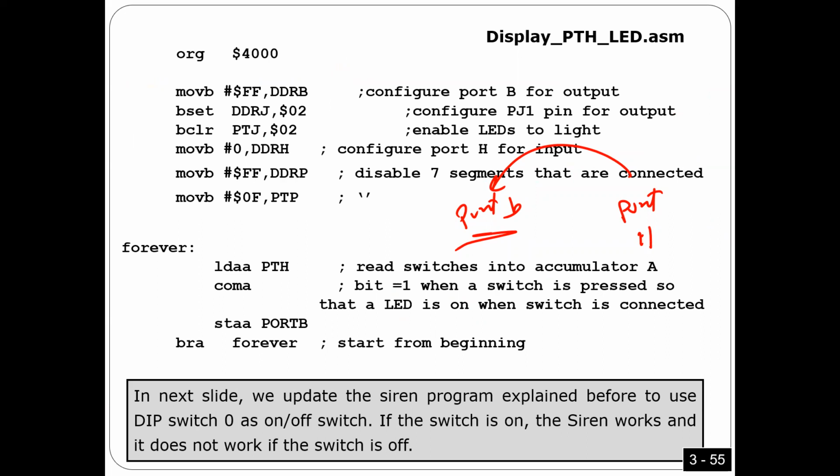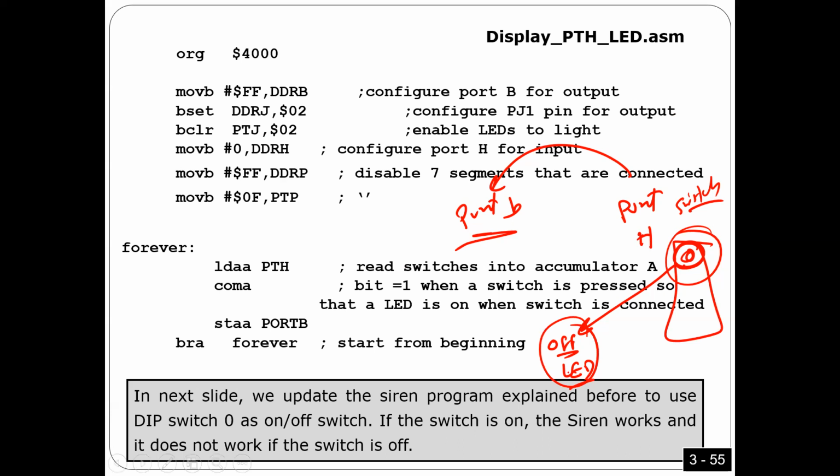That means if one bit is 0, the LED should be off, because I take from here and send it there, right? Every LED is going to reflect the status of the bit, or the status of the switch. So if the switch is connected, this bit is 0, so the LED is going to be off. Okay.